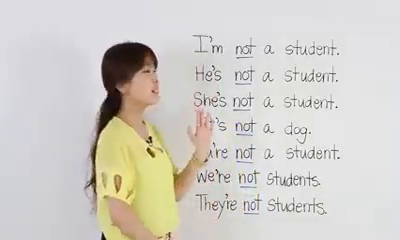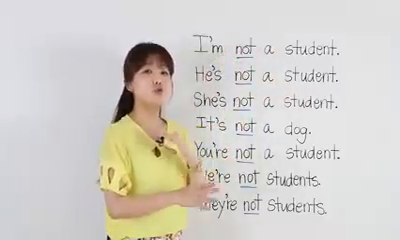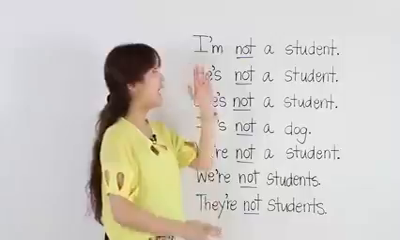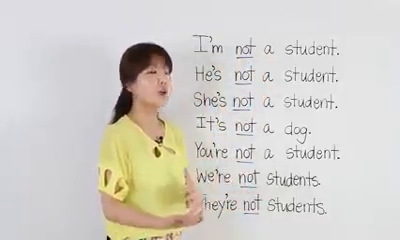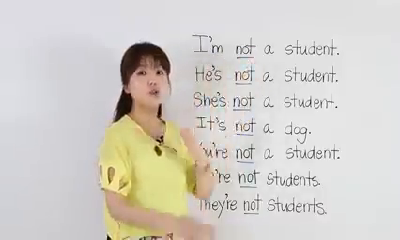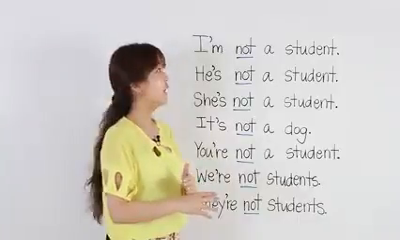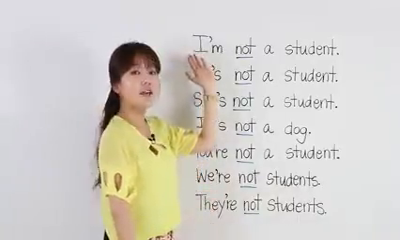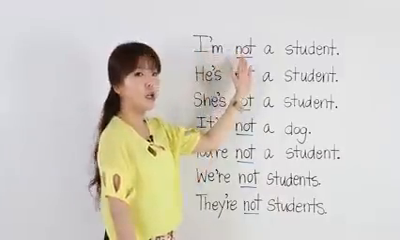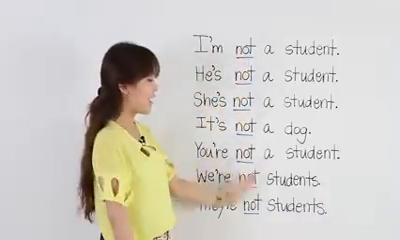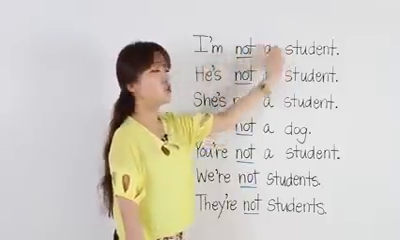Now, the first sentence says, I'm not a student. Not means it's not true, no. So remember, I'm a student means yes, I'm a student. I go to school and I learn. I'm not a student means no, I'm a teacher, or no, I'm not a student. Okay, now notice we first have the subjective pronoun and the be verb, then we put not. Not comes after. And then we have the noun. I'm not a student.